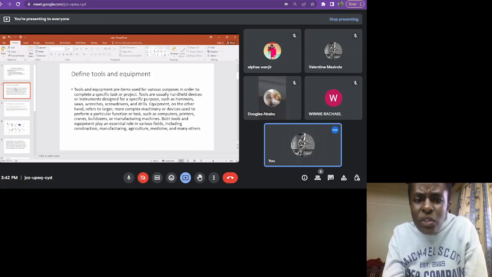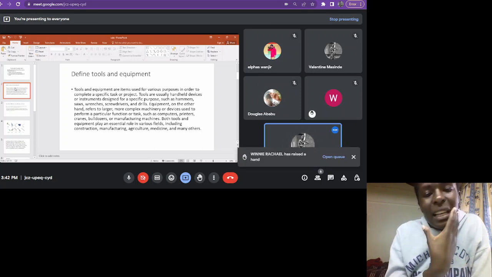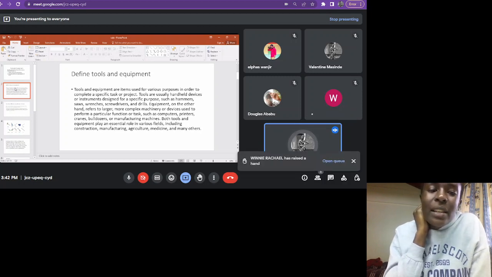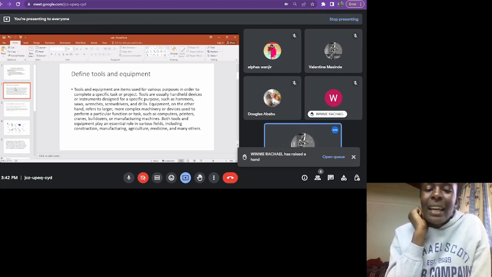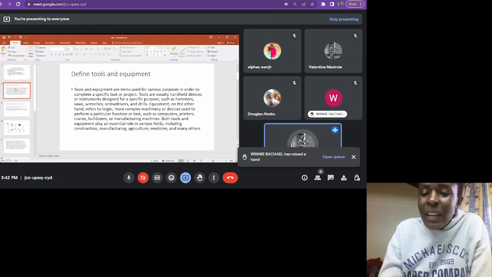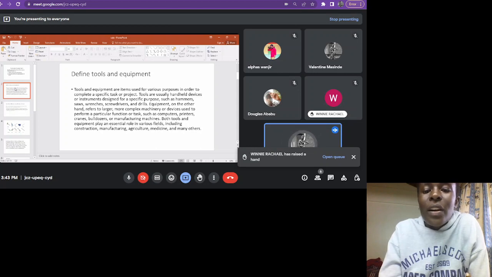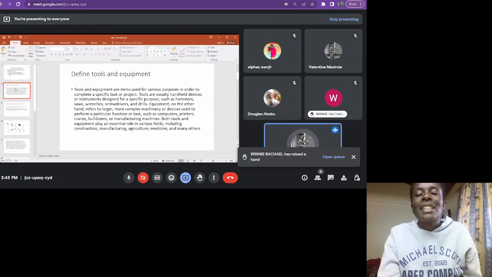So tools and equipment are items used for various purposes in order to complete a specific task or project. Tools are usually handheld devices or instruments designed for a specific purpose, such as hammers, saws, wrenches, and drills. And an equipment, on the other hand, refers to a larger, more complex machinery or device used to perform a particular function or task, such as computers, printers, bulldozers, or manufacturing machines.